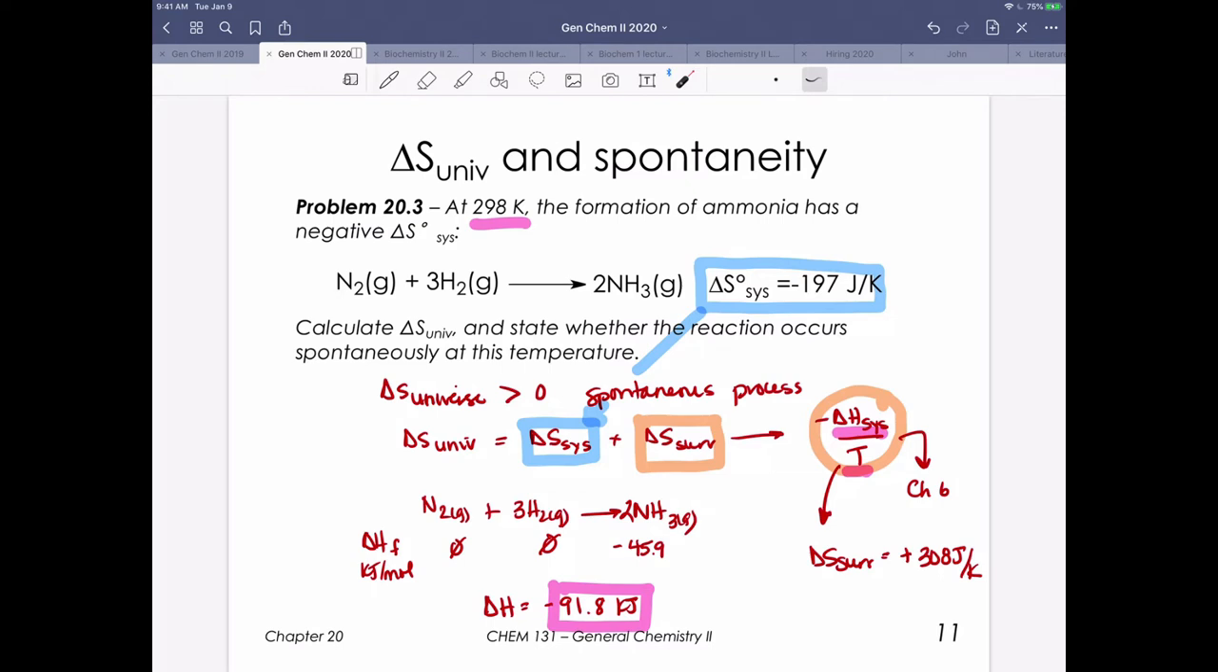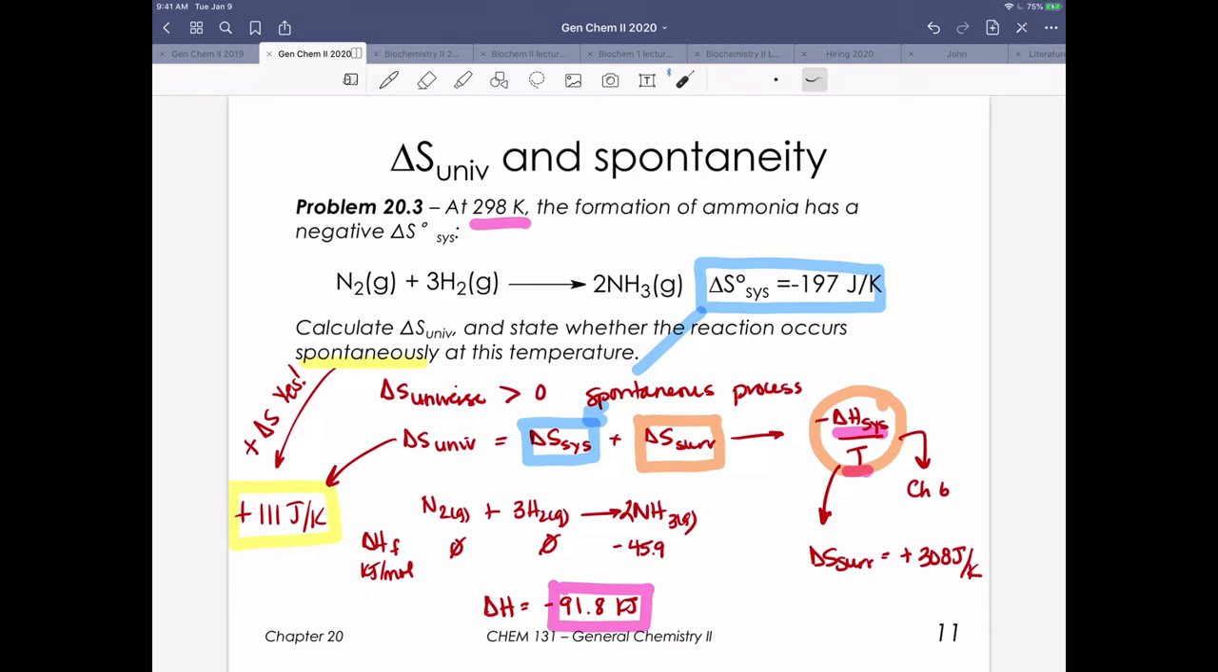So wrapping this problem up, adding in the delta S of the system, which was provided at negative 197 joules per Kelvin, to the delta S of the surroundings, which is positive 308 joules per Kelvin. Adding those two together gives us the delta S of the universe as positive 111 joules per Kelvin. So that's our final answer here. If we want to answer the question, state whether or not it occurs spontaneously, remember, for a spontaneous process, we want to have positive delta S values. So yes, this is a spontaneous process.